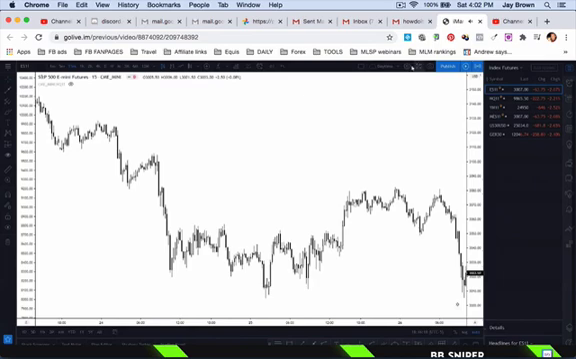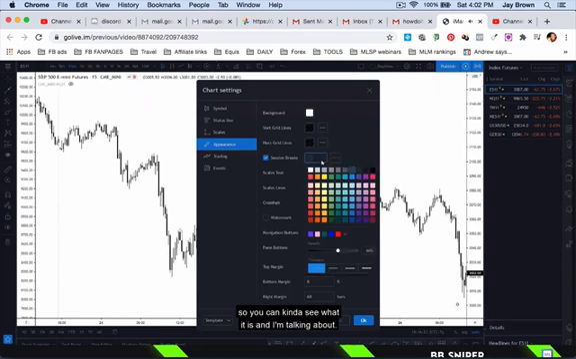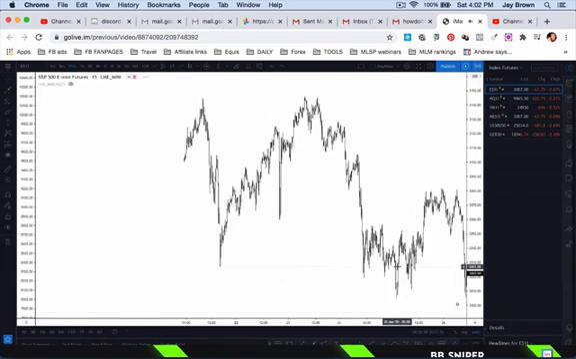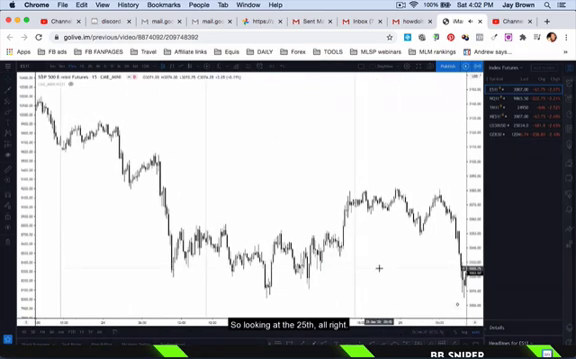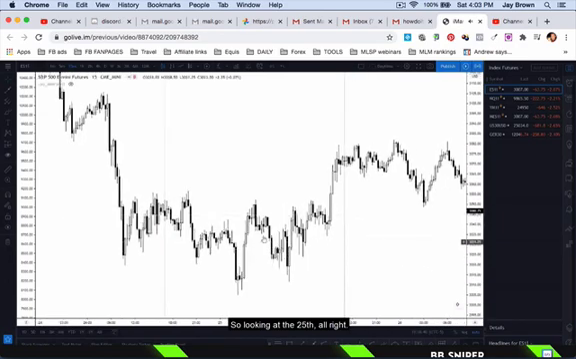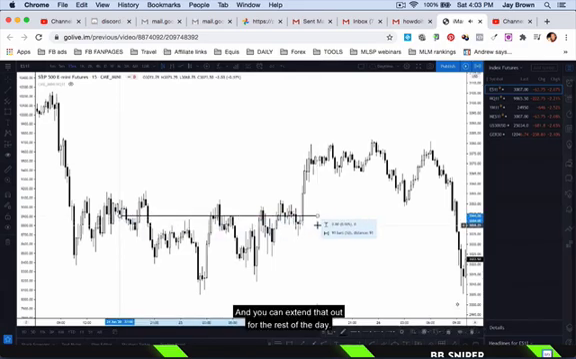It was right here. All right, so let me throw up the session breaks so you can see what I'm talking about on the smaller time frames. Oh, that was the wrong way. There we go. Okay, so looking at the 25th, this is a hypothetical candle because we're looking at this day. What you would do is take the opening price, which I believe is right here, and you can extend that out for the rest of the day.